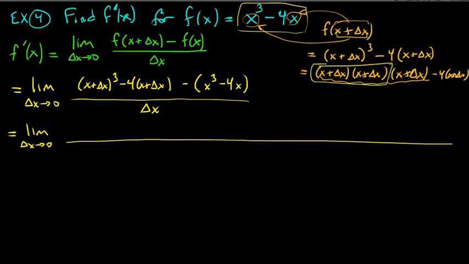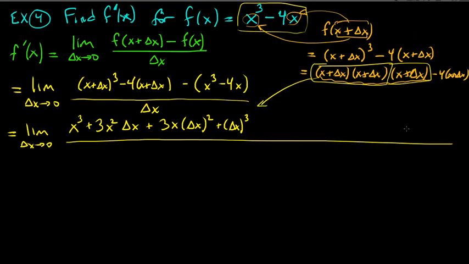So FOIL this out, and once you get that, multiply by another x plus delta x. But that's going to be kind of tedious. So I'm going to do this all at once. I'm going to do x to the third power plus 3 times x squared times delta x plus 3 times x times delta x squared plus delta x cubed. If you're doing this the long way, this might take you a few minutes, but that's all that is. Now, the minus 4 times x plus delta x is just minus 4 times x minus 4 times delta x. And now let's distribute the negative sign here. So we're going to get negative x cubed, and then minus a negative 4x is plus 4x, all divided by delta x.